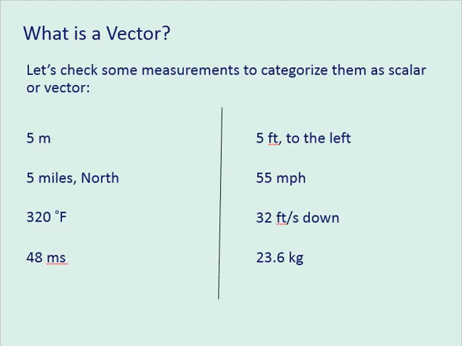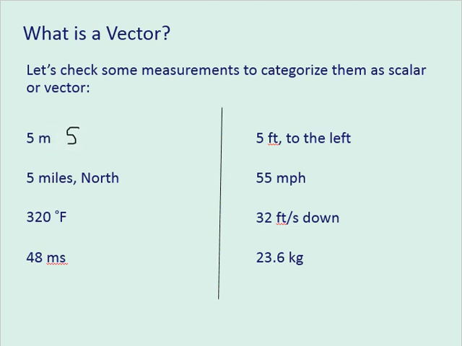Here are some examples, and let's just check and make sure that you can categorize them as either a scalar or a vector. If you want to try this on your own, pause the video for a couple seconds, jot down what you think they are, and then we'll review. All right, let's look at the first one. The first one is 5 meters. It's a measurement of distance, but it doesn't tell us a direction. So as a result, it is a scalar.